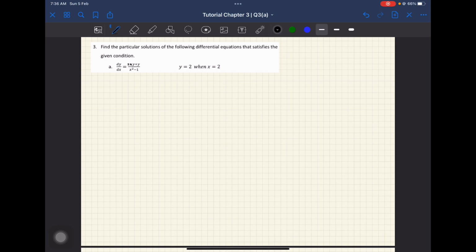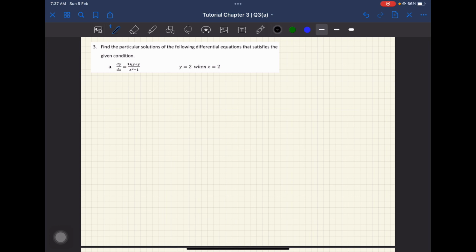Okay, so number 3, dia cakap dekat sini. Find the particular solutions of the following differential equations that satisfy the given condition. Okay, so kita baca dulu soalan. Right, so soalan cakap awak kena cari particular solutions. So particular solutions maksudnya adalah solution yang mana kita dah tak ada nilai C. Kenapa? Sebab kita diberi nilai X dan juga nilai Y.